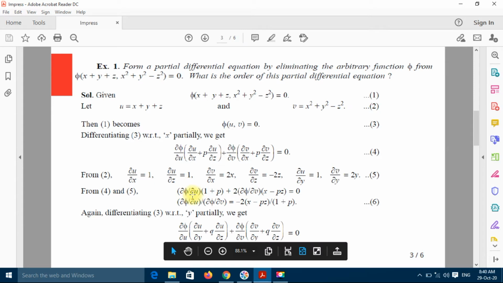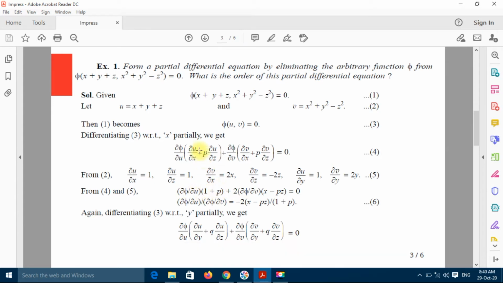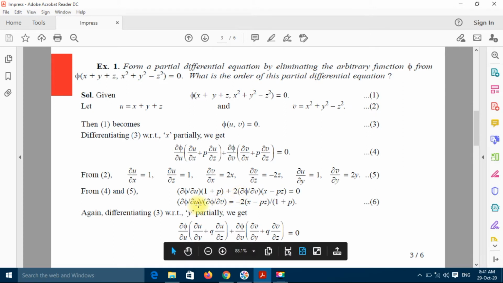We get ∂φ/∂u times (1 plus p), because ∂u/∂x is 1 and ∂u/∂z is 1. Sorry, ∂u/∂z is your 1. So 1 plus p, plus ∂φ/∂v times (2x plus p times ∂v/∂z, which is minus 2z), so 2(x minus pz). So we take 2 outside. So ∂φ/∂u upon ∂φ/∂v is equal to minus 2 times (x minus pz) upon (1 plus p).